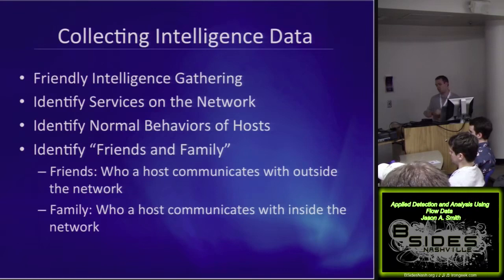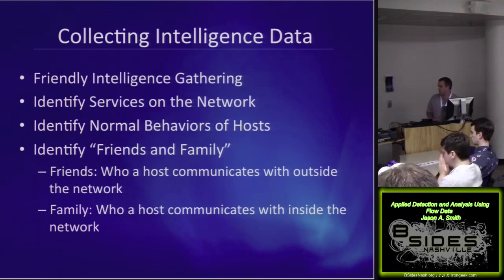You can identify normal behaviors. You can say, oh, well, this trends over time to look like this. A certain host may show up at 8 o'clock in the morning and leave at 4 p.m. or 5 p.m. That might actually be a user. Things like that. When I refer to friends and family, friends are things that are maybe outside the network that we're communicating with. Family is internal stuff.